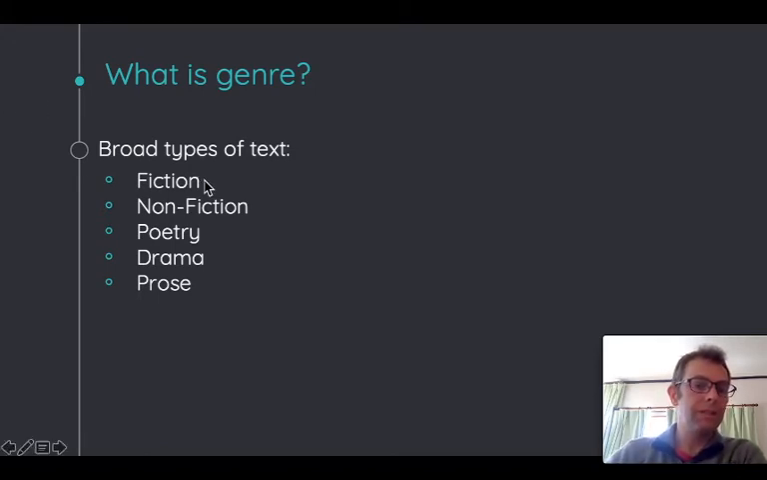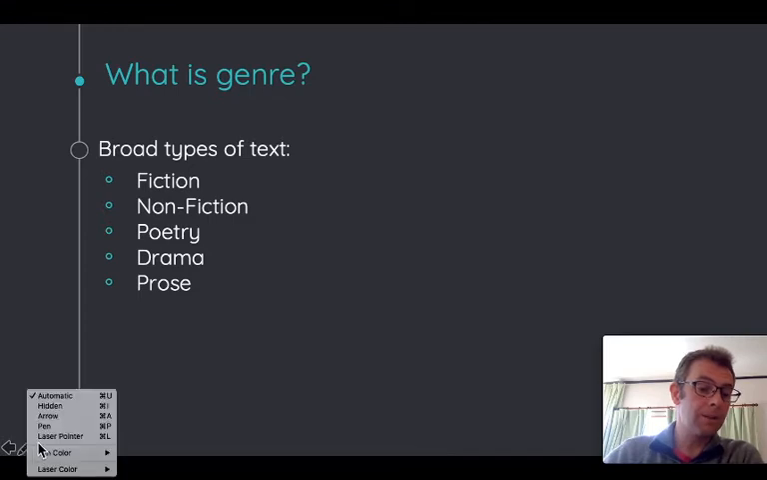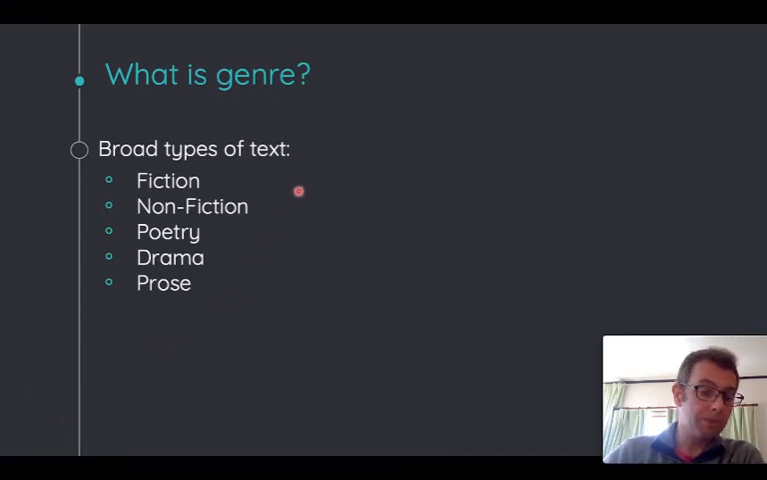So fiction, we're looking at anything that is essentially a made-up story. Non-fiction is anything that is based in the real world or based on real events. Now that can include autobiography, biography, also blog posts. It can include news articles. Poetry is, well, poetry, things such as haiku, quatrains, free verse, sonnets, that's all part of poetry.